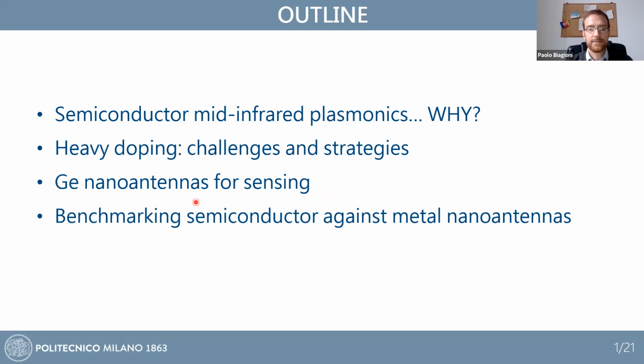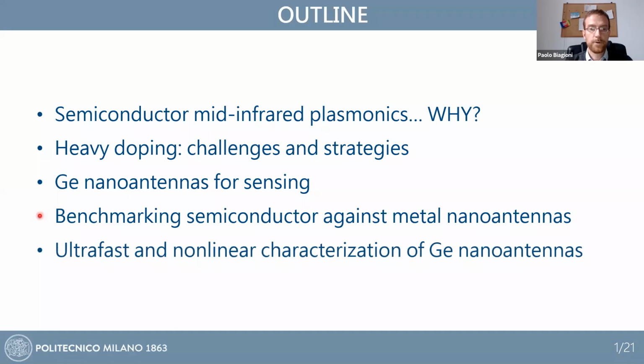I will then try to address one hot question, which is how do semiconductors compare with metals for mid-infrared plasmonics? And we will see that it's not an easy question to answer. And then I will cover other applications, again using nanoantennas as a benchmark, and I will discuss ultra-fast and nonlinear approaches with mid-infrared plasmonics.